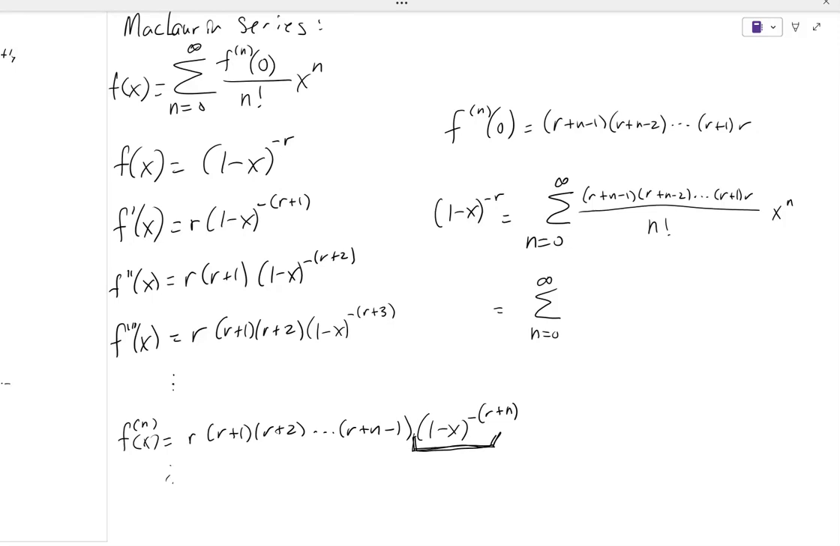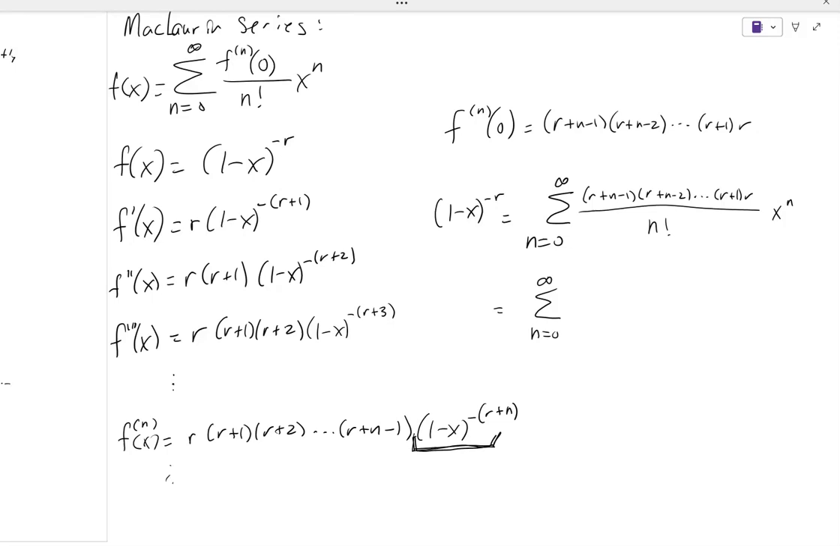What happened to the 1 minus 0? I plugged in 0. What's 1 minus 0? Right, that's right. Well, 1 to any power is what? 1 to any power is just a 1, right? That's what happened to it. It's just a 1.